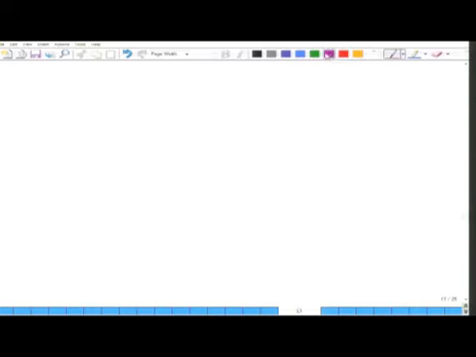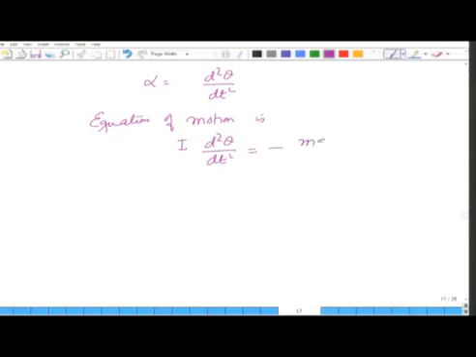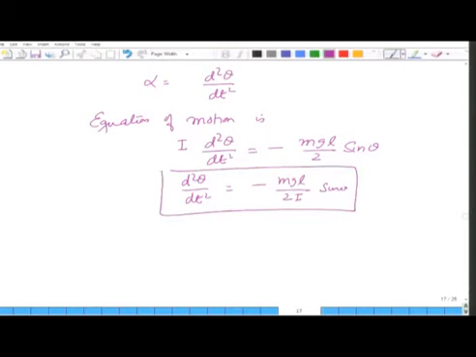Recall that alpha is equal to d2 theta over dt square, and therefore, the equation of motion is I times d2 theta over dt square is equal to minus mgL over 2 sine of theta, or d2 theta over dt square is equal to minus mgL over 2I sine of theta. This is the equation of motion. Notice that on the right hand side I have sine of theta.